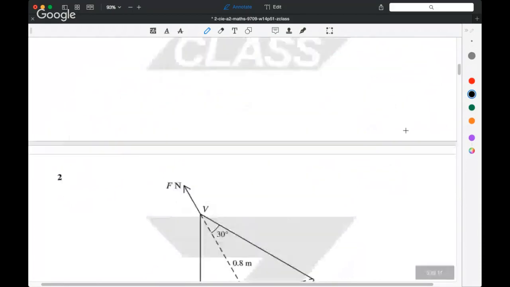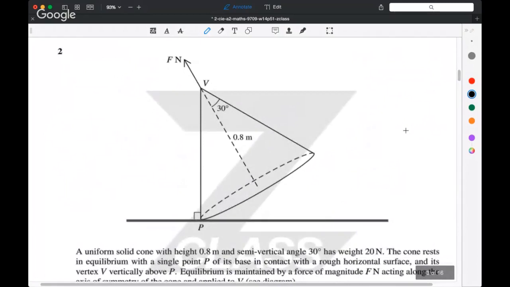Okay. Question 2. So this one is all about moments around a point.